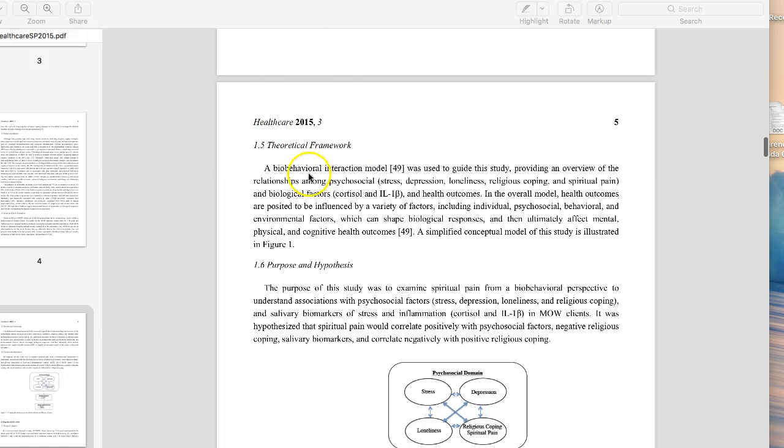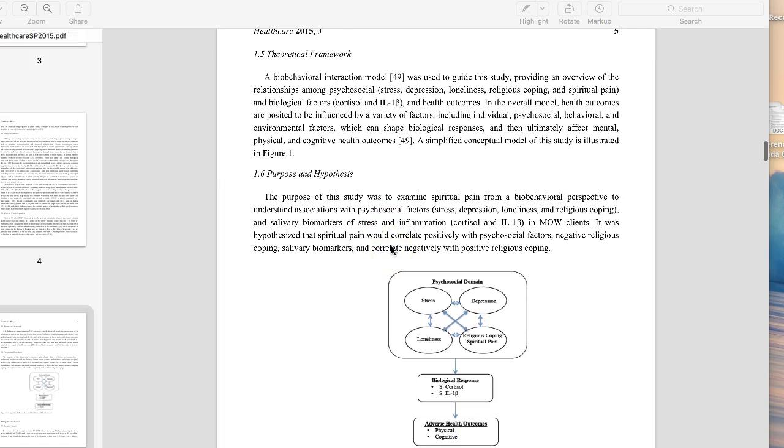So here's the theoretical framework. Really, you can pick anything. It doesn't have to be nursing. It can be from any field. It can be any model that you find anywhere. And sometimes you'll see that it's called theoretical framework or conceptual model.